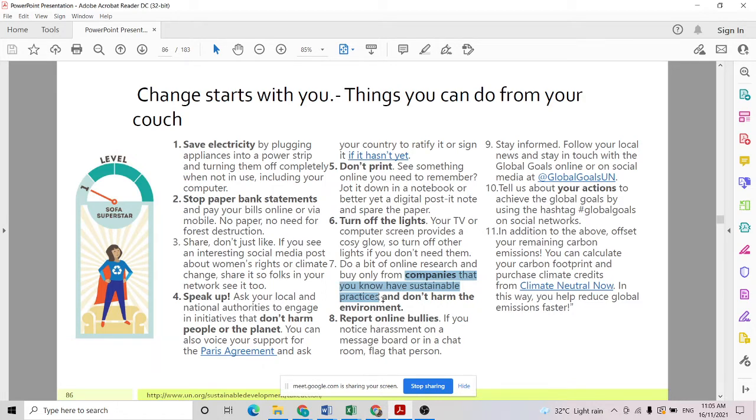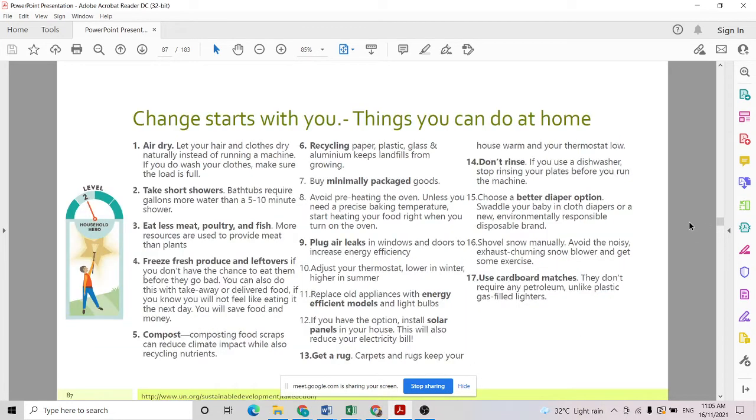And then report online bullies. This is sustainability also regarding societies. Stay informed about the latest sustainability issues, and stay connected. That is number 10, and number 11 is about how you connect with the global community. And these are some things that you can do at home.